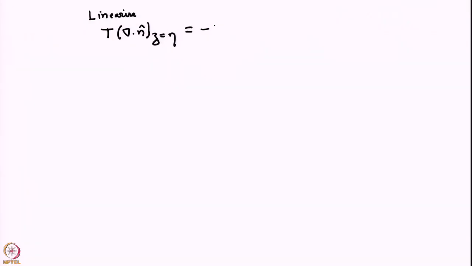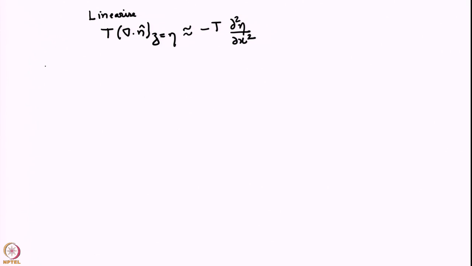So the first term that needs linearization is t times divergence of n, and recall that this has to be evaluated at z is equal to eta. We have done this before, and if you go and look back into the previous lectures, you will see that we have done this linearization before. This is just a Cartesian geometry, and so this linearization is easy. And in a linear approximation, this is just equal to minus t times del square eta by del x square.